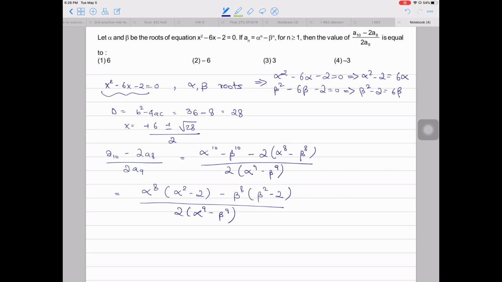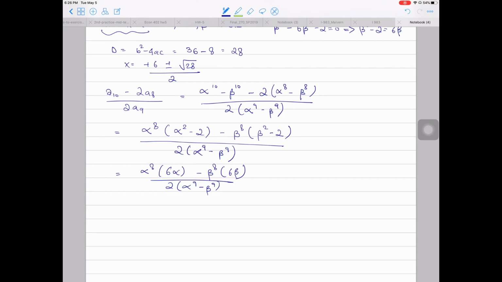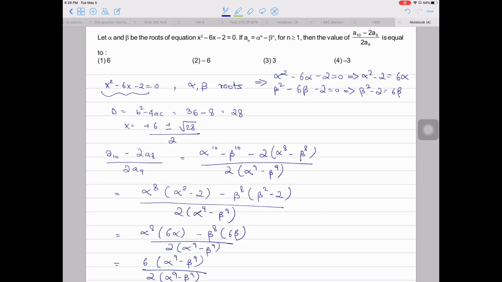So let's substitute these values in here. We get alpha to the 8 times 6 alpha minus beta to the 8 times 6 beta, over 2 times alpha to the power 9 minus beta to the power 9. So the numerator becomes 6 times (alpha to the 9 minus beta to the 9), over 2 times (alpha to the 9 minus beta to the 9), which comes out to be 3. So the answer for this question is option 3, which is 3. Let's move on to the next question.